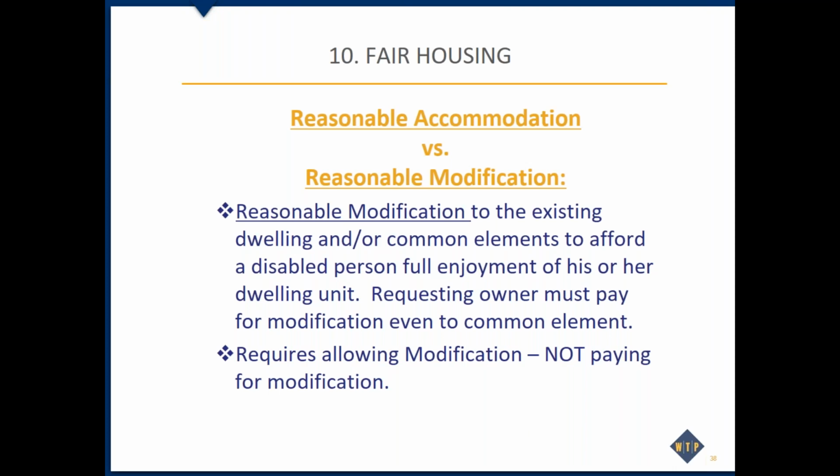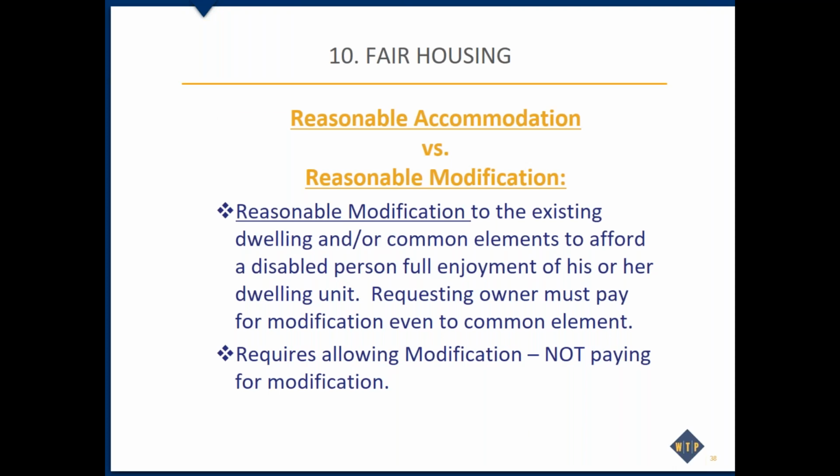But the ADA also requires modifications to buildings to allow people to access them. The only difference is the ADA imposes upon the landowner the obligation to make the modification. Here under fair housing, the cost, that's the big distinction here, is the owner has to pay the cost. So if the owner wants a ramp to get into the clubhouse, the owner has to pay the cost to put the ramp onto the clubhouse. That's the difference in the accommodation and modification.